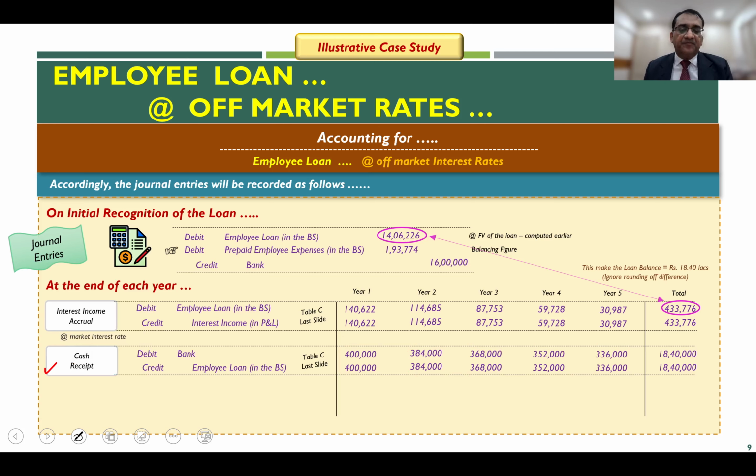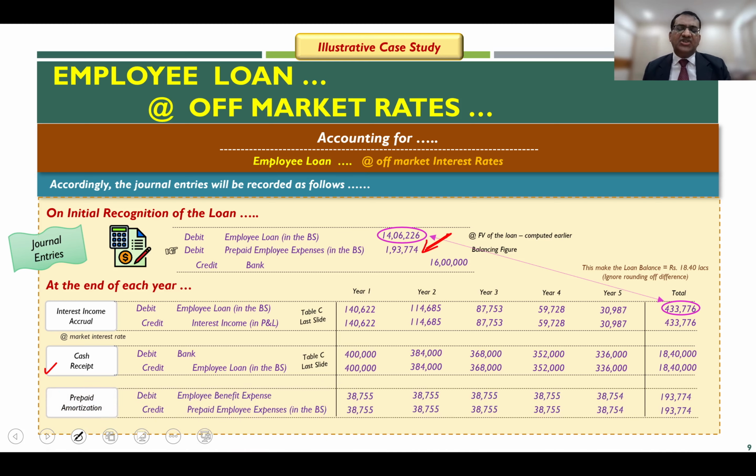Now we should not forget about amortization of this 193,774. So the third entry which you will record in each of the year is amortization of this prepaid expense. Because it's a debit, you will credit prepaid expense in each year, as I told you, an equal amount, 1/5, because the tenure of the loan is 5 years.